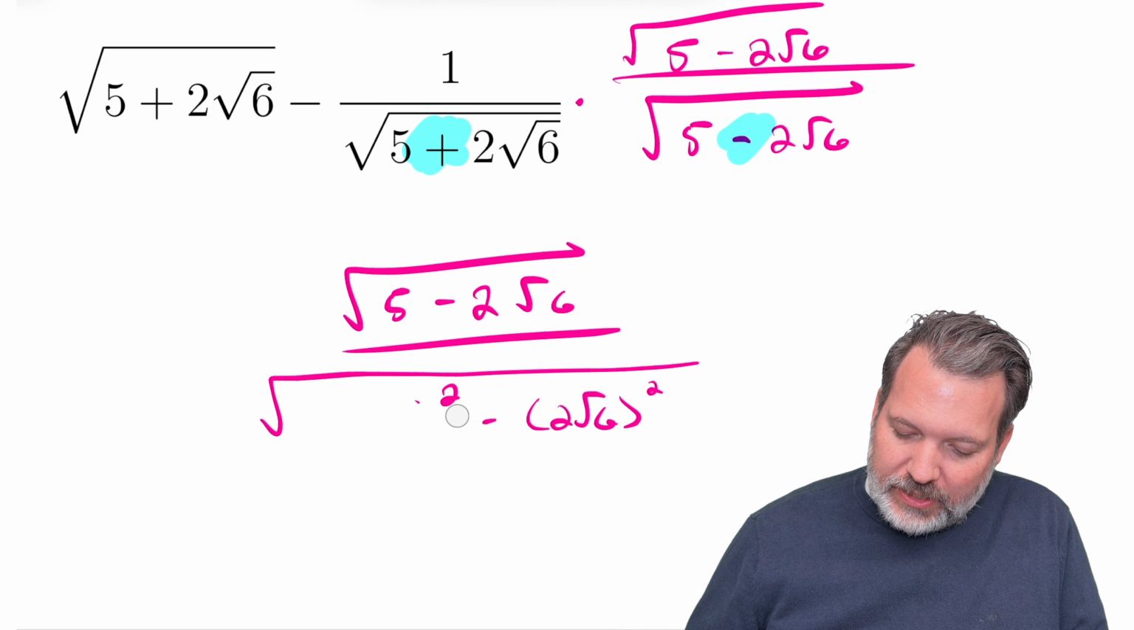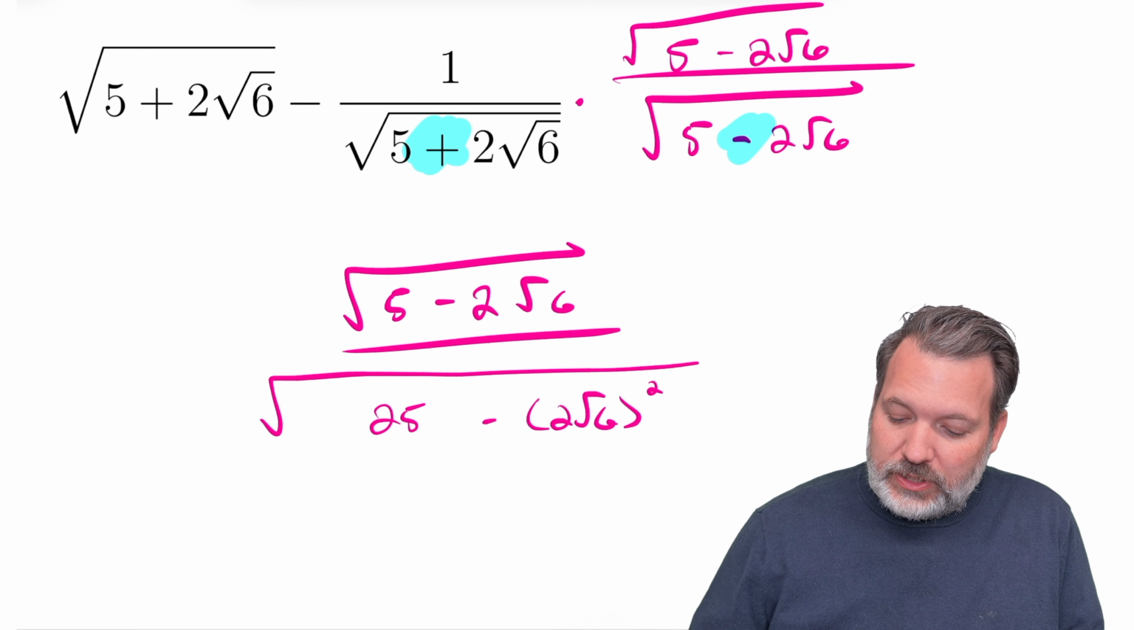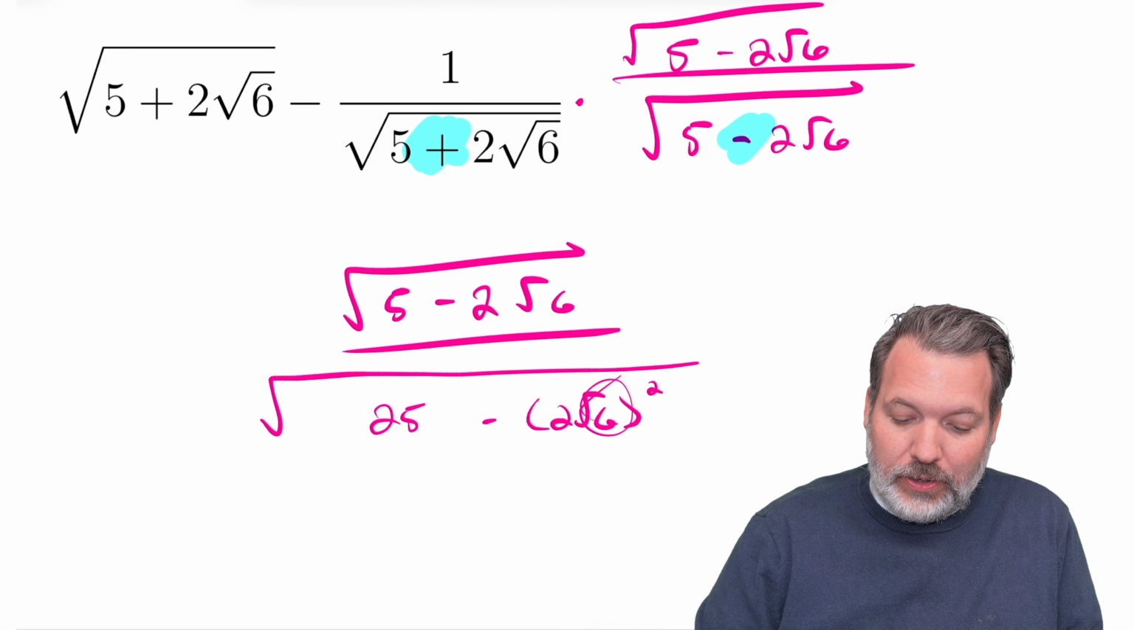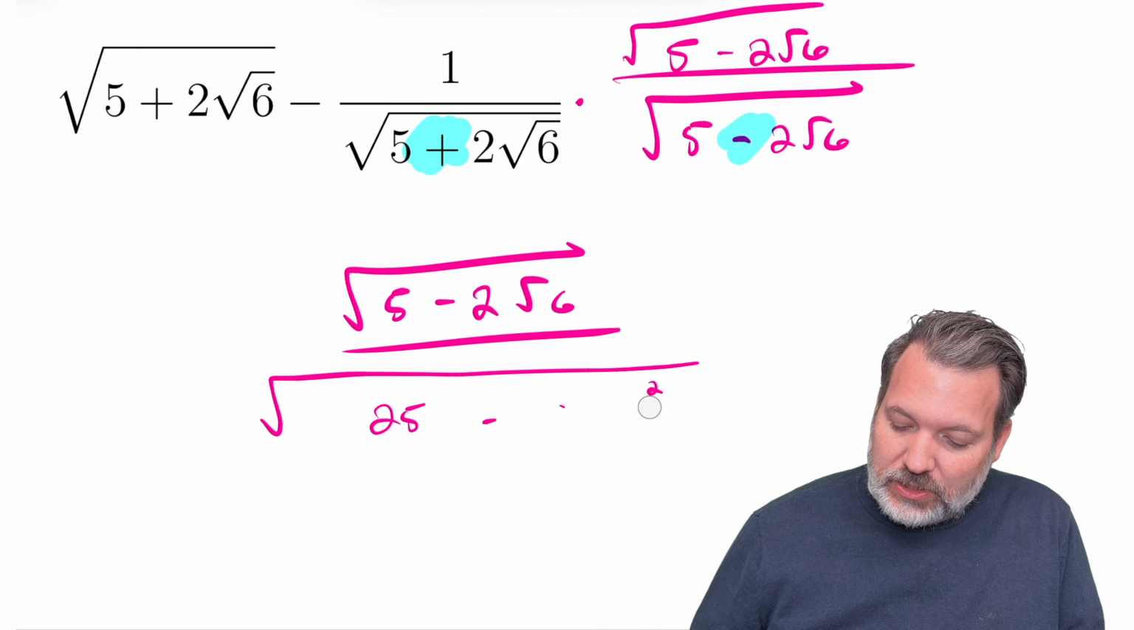Now, 5 squared is easy enough. 5 times 5 makes 25. But we can also square 2 root 6. The 2 part, 2 squared makes 4. And then the root 6 part, root 6 times root 6 is 6. So 2 root 6 squared is really the same thing as 24.